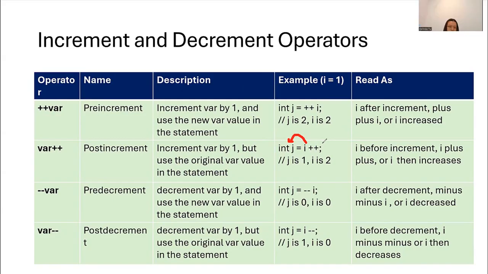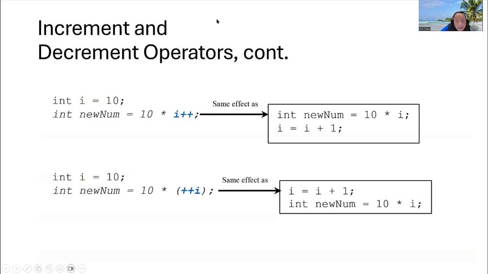Yeah. So remember, when the plus plus comes after the variable, you get the value first and then increase. This one, the plus plus before, is increase first, get the value later. Okay. Remember these two. So in this one, i equals 10, you have newNumber equals 10 times i++. With i++, you assign a value of 10 multiplied with 10.